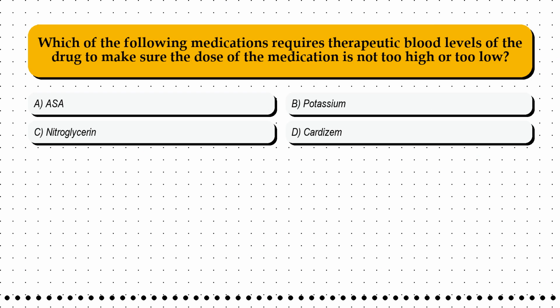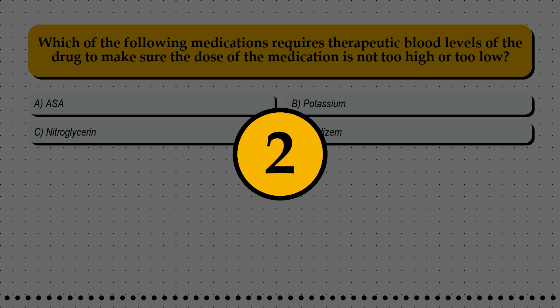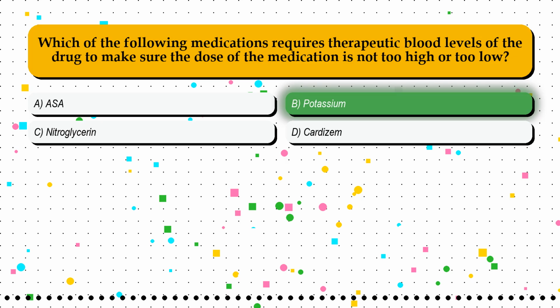Question 86. Which of the following medications requires therapeutic blood levels of the drug to make sure the dose of the medication is not too high or too low? Option A, ASA. Option B, potassium. Option C, nitroglycerin. Option D, cardizem. The correct answer is option B, potassium.